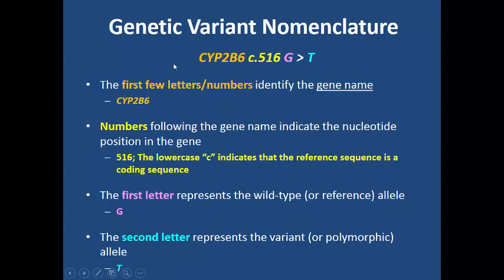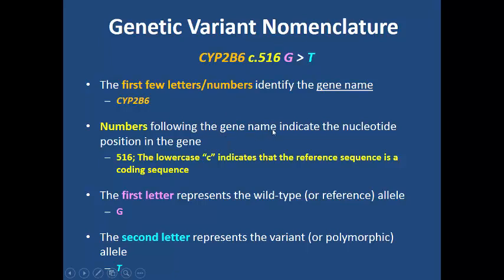So let's look at this information here. It's CYP2B6, c.516 G caret T. The first few letters and numbers here in orange identify the gene name. In this case, the gene is cytochrome P450 2B6, which is a phase 1 drug metabolizing enzyme. Now, gene names are typically italicized. So if we're talking about the CYP2B6 gene, CYP2B6 would be italicized. If we're talking about the CYP2B6 protein, we would not italicize it.